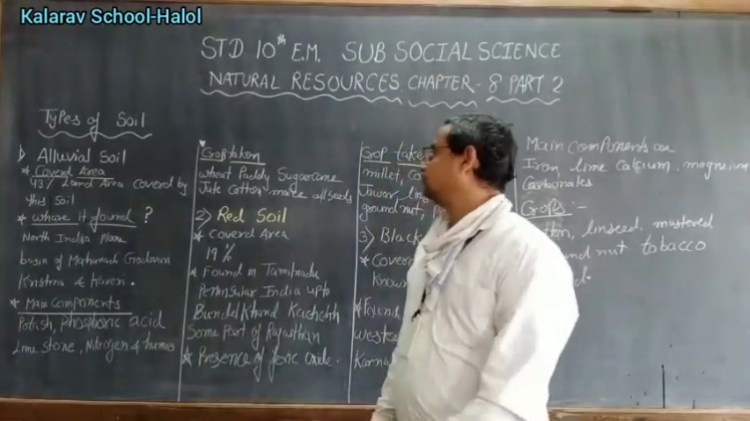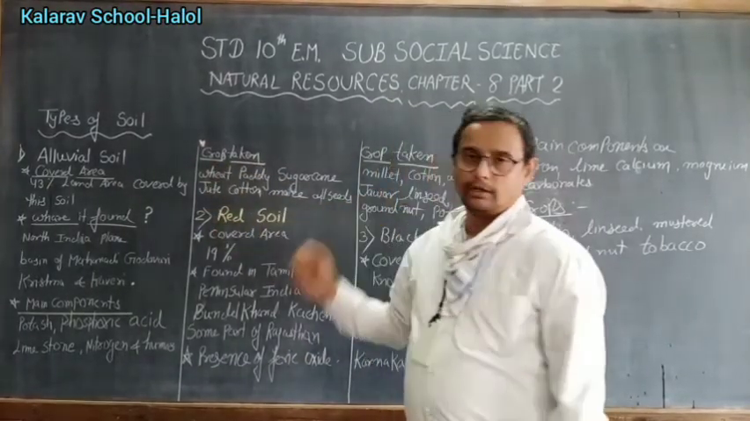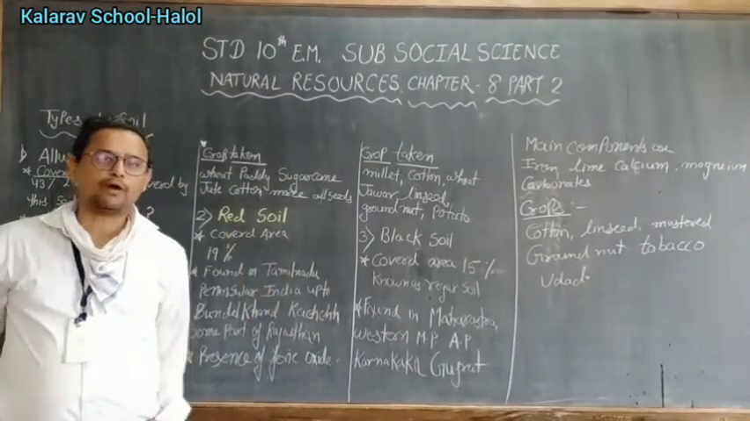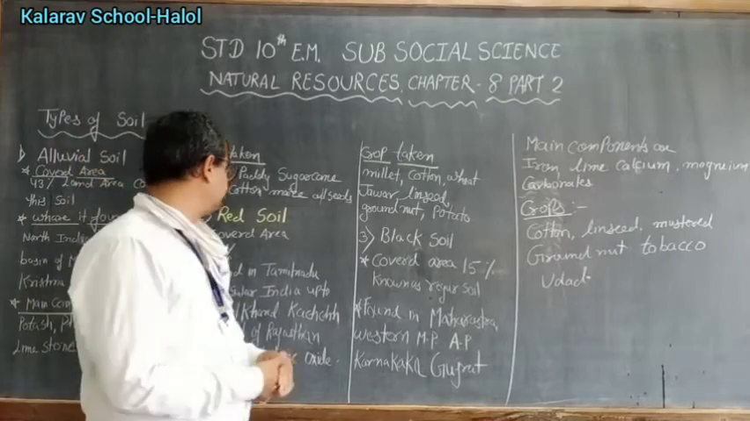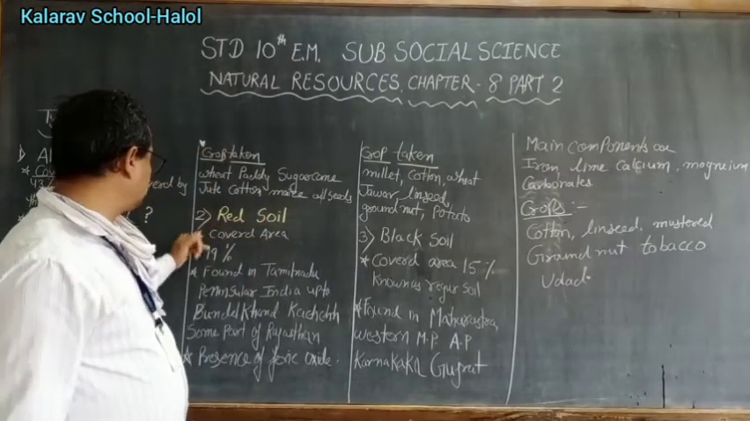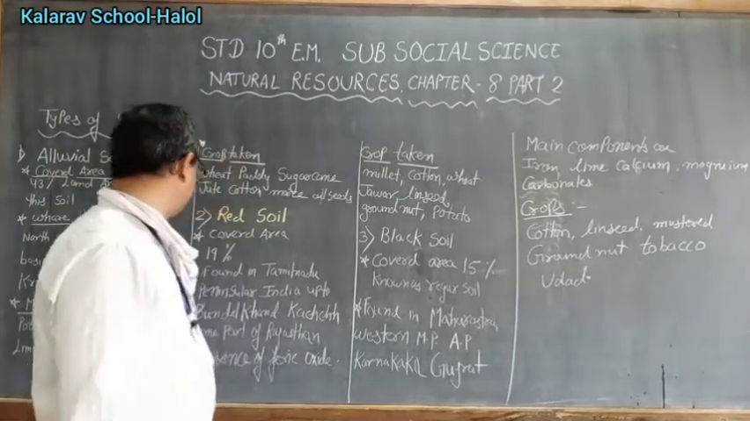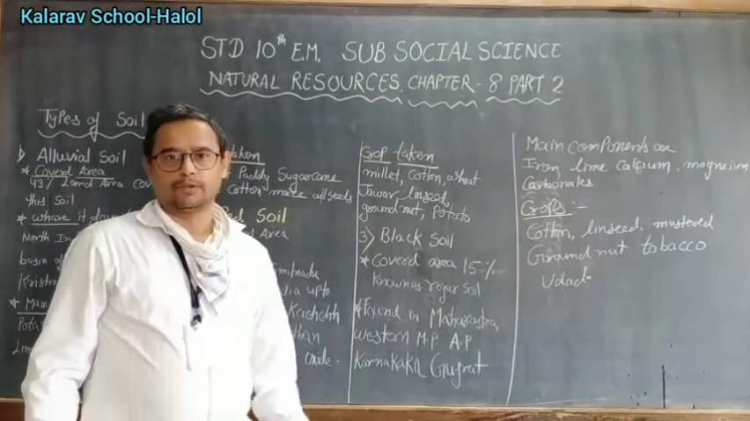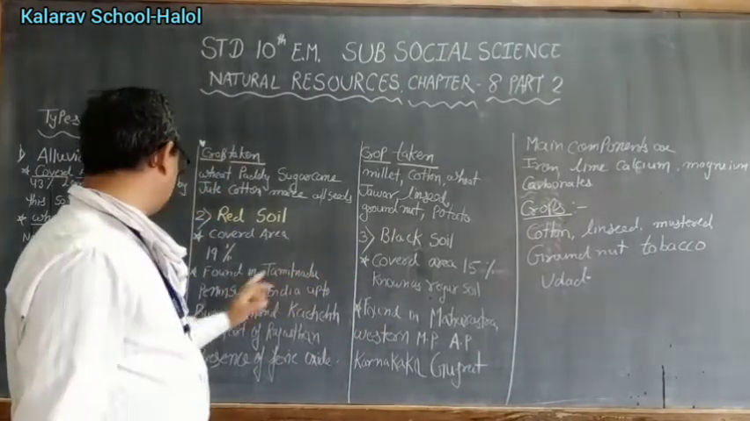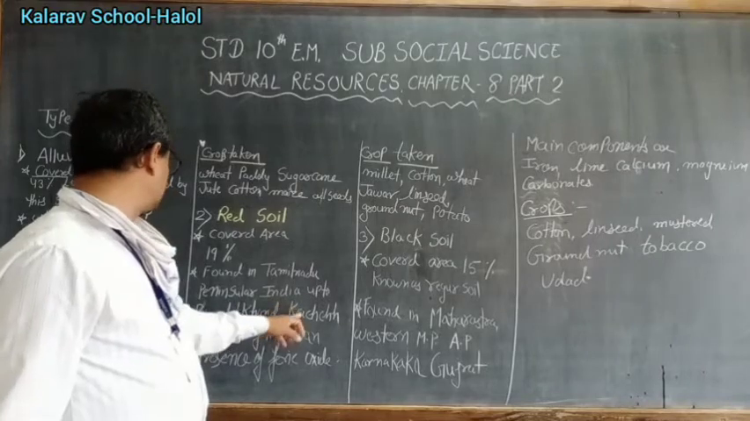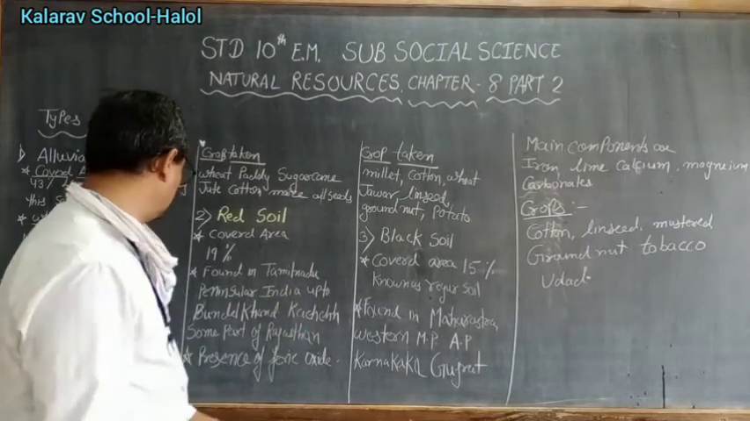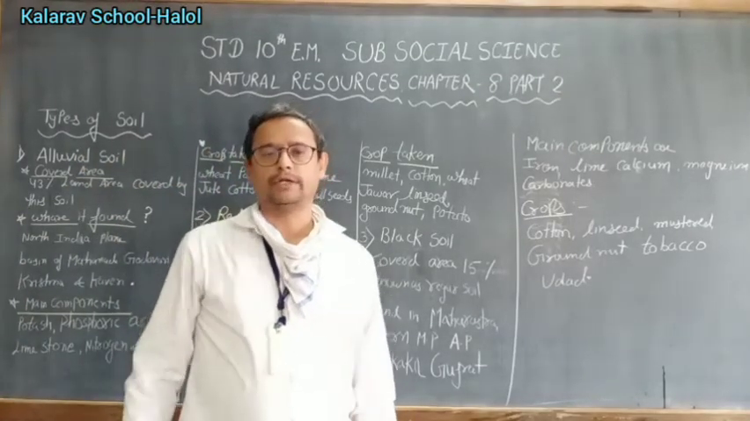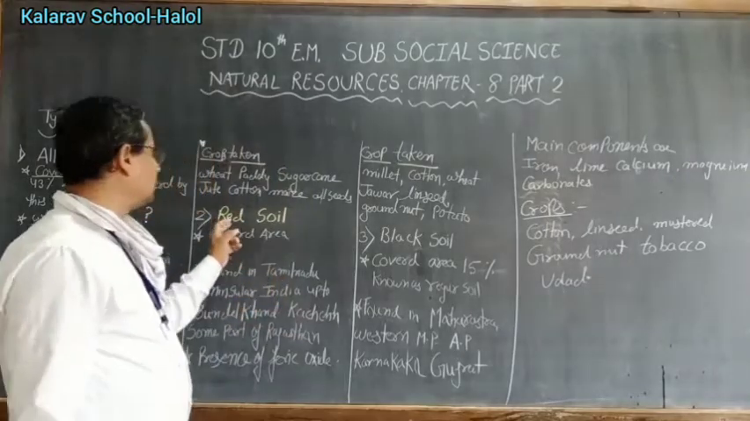Okay, next one is the red soil. In this, a greater proportion of iron oxide is found and due to that reason it is called the red soil. Almost 19% of India's area is covered by it. It is found in Tamil Nadu, the peninsula of southern India, and then Bundelkhand, Kutch, and some parts of Rajasthan. Because of the presence of ferric acid and iron oxide, its color is red and it is known as the red soil.